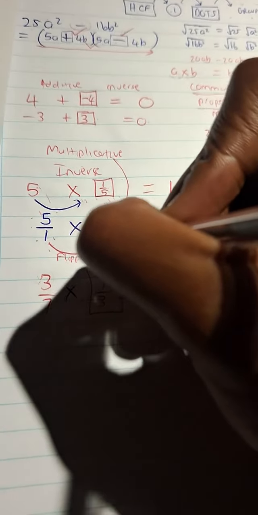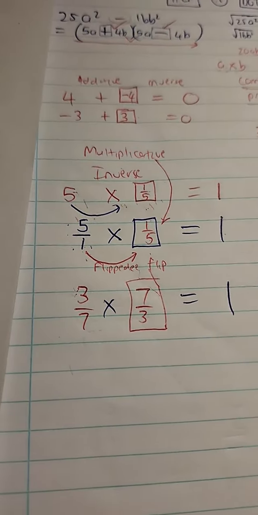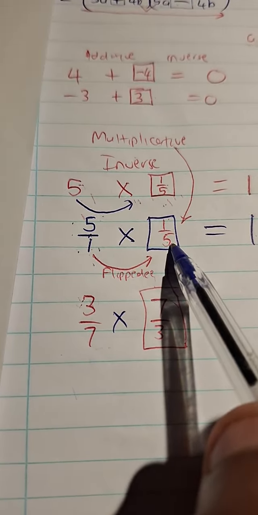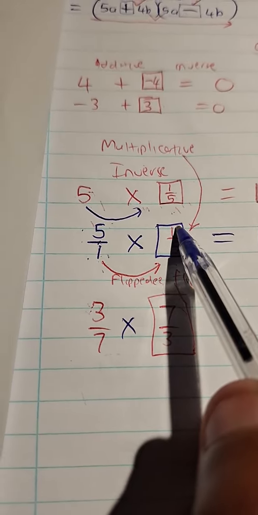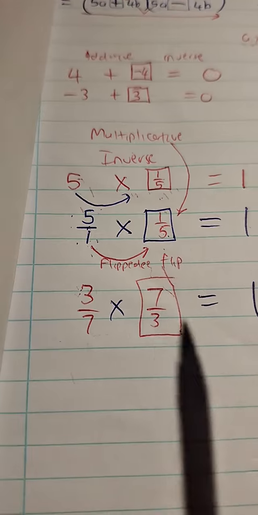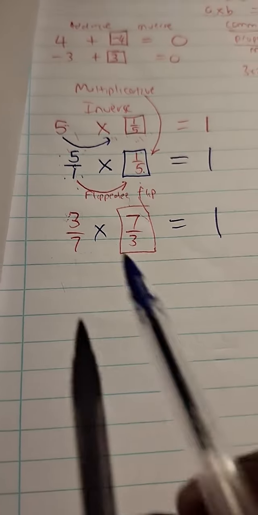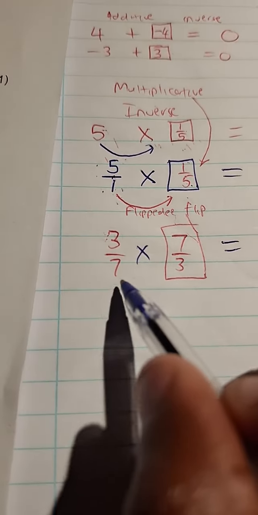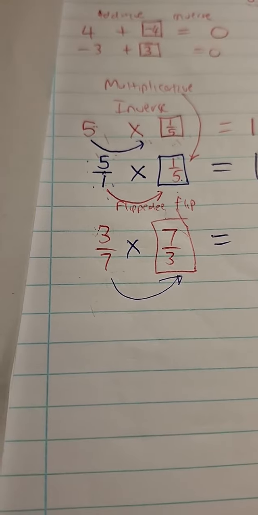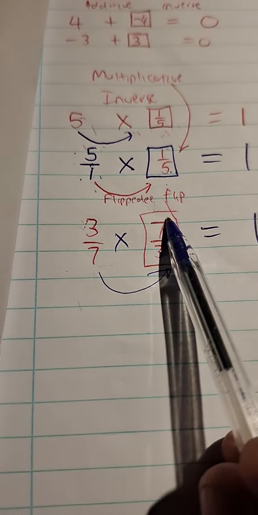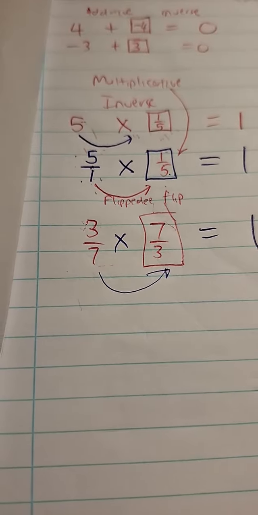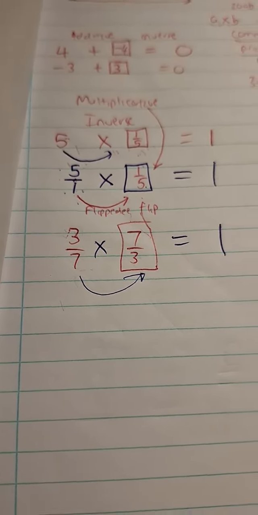Flippity flip the fraction. 5 goes into the denominator. 1 goes to the numerator. And then we have 1/5. Make sense? What is the multiplicative inverse of 3/7? We flip the fraction. 7 goes to the numerator, 3 goes to the denominator. The answer is 7/3.